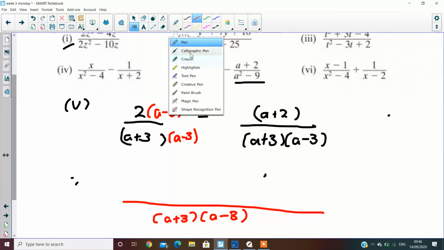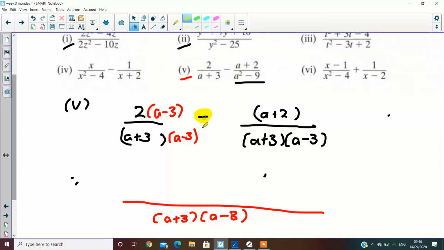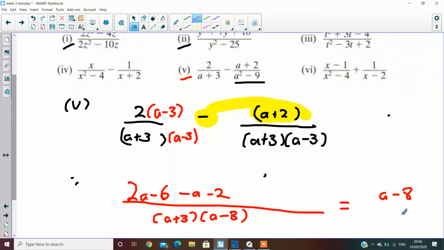The next biggest problem occurs with the minus sign. This minus sign affects the a plus 2, so you gotta be wary of that. So we're gonna get 2a minus 6, then we're gonna get minus a minus 2. Anybody beat me to it? a minus 8 over a plus 3 and a minus 3. Nobody beat me to it?